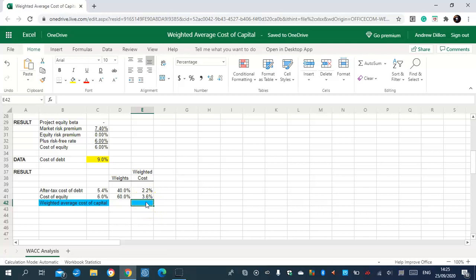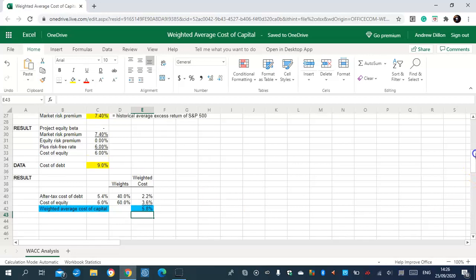Now we're on one last part, which is the actual overall weighted average cost of capital. Simply add in the weighted costs of the two sum tables, so E40 plus E41. And the entire weighted average cost of capital answer is a total of 5.8%. So that is the end, and that's it for today.